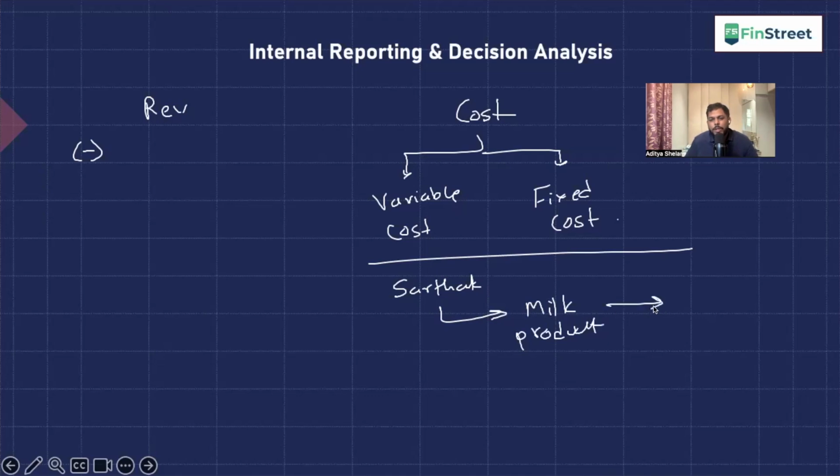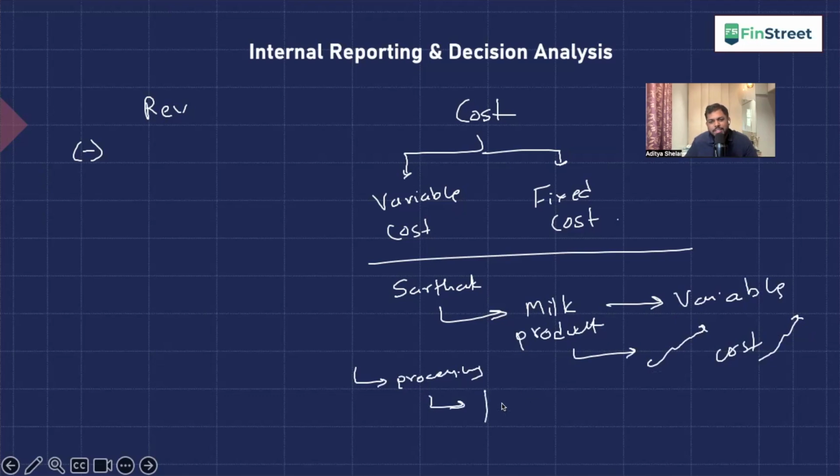So when we talk about milk production, there are some expenses which are variable in nature. As soon as the production goes up, the cost will also go up. What kind of cost would be there? It would be processing cost per liter. This would include, let's say, the plastic package for 1 liter of milk.